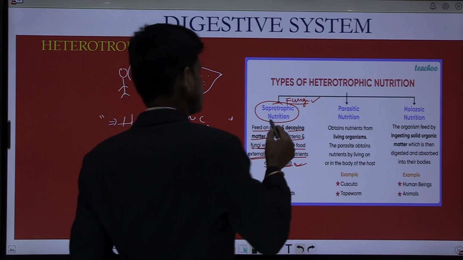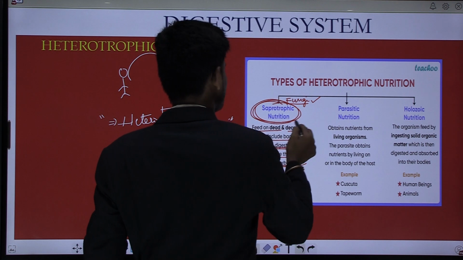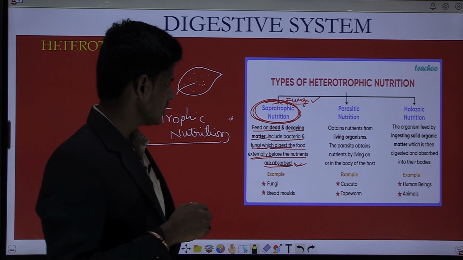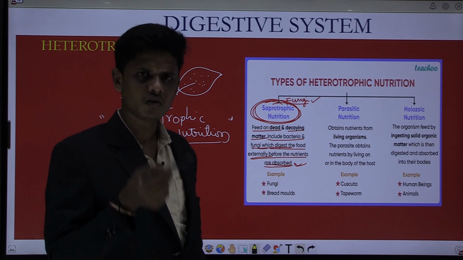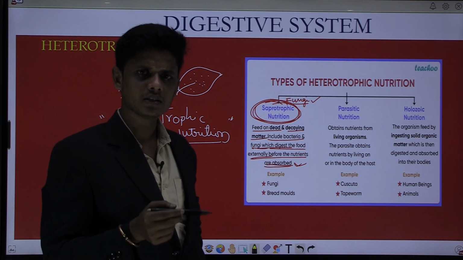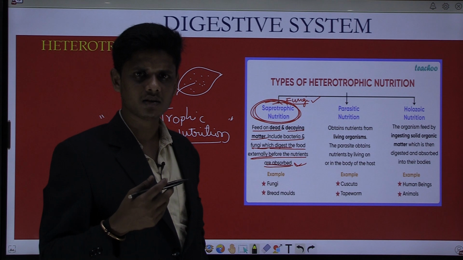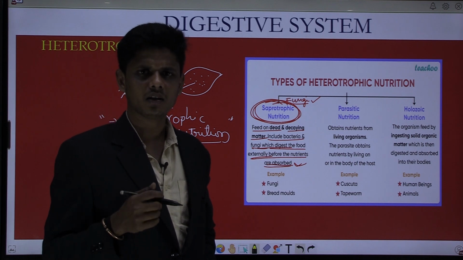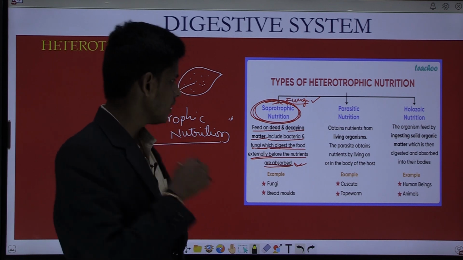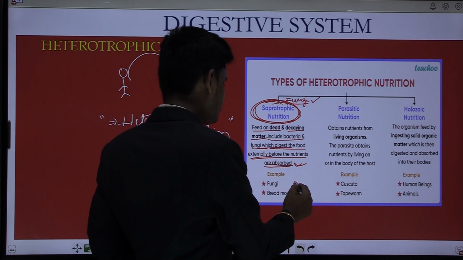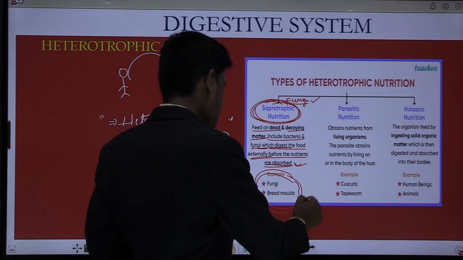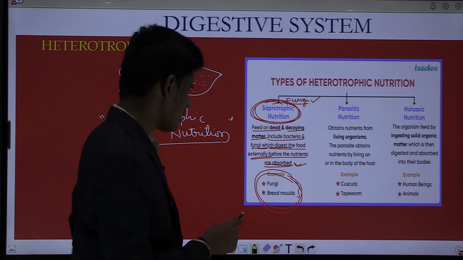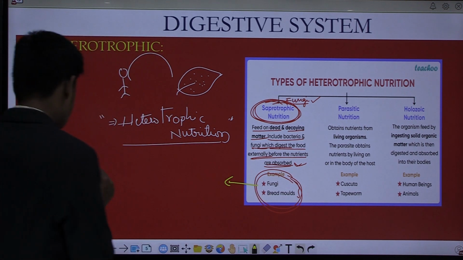I would also like to say that saprotrophic nutrition is useful for us, because if there were no bacteria and fungi in the environment, the dead organisms would give us a bad smell, and would pollute the air, the water, and the soil. So these bacteria and fungi digest the materials in the environment. Hence they can be called natural scavengers of the earth.